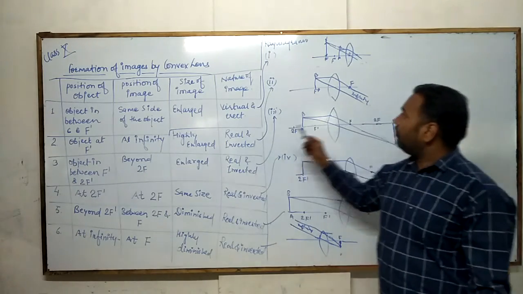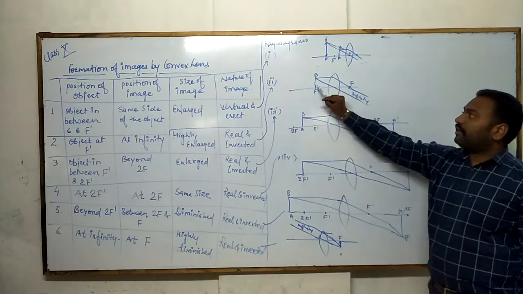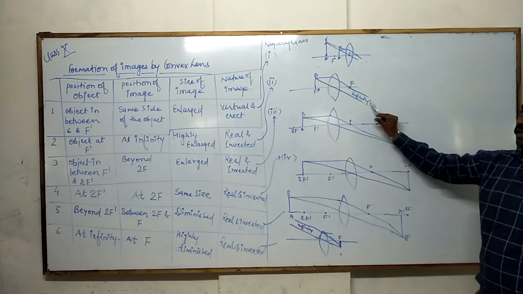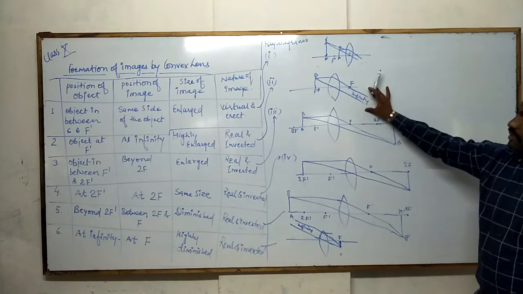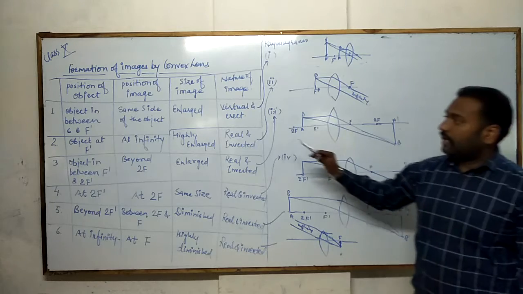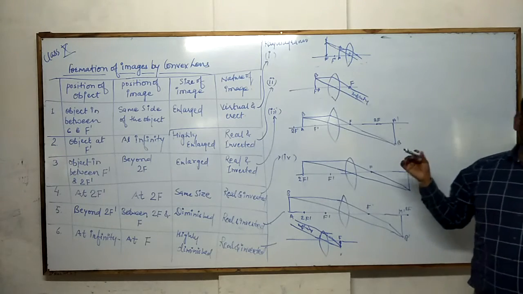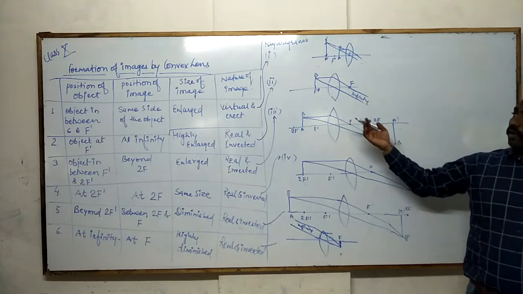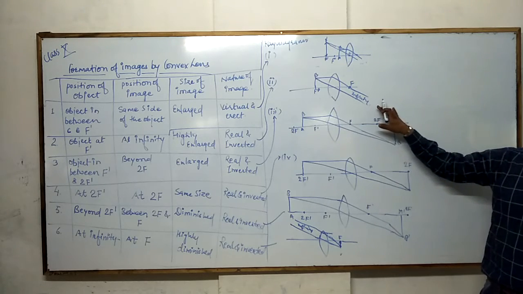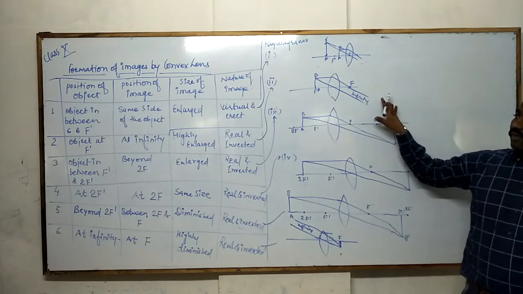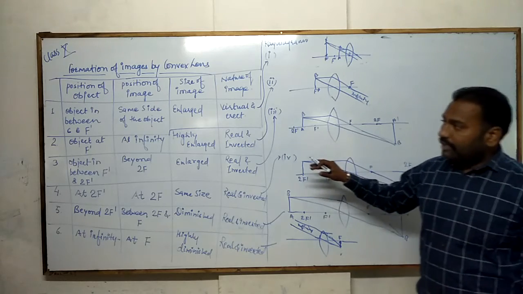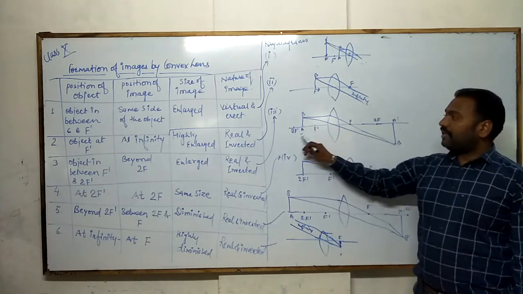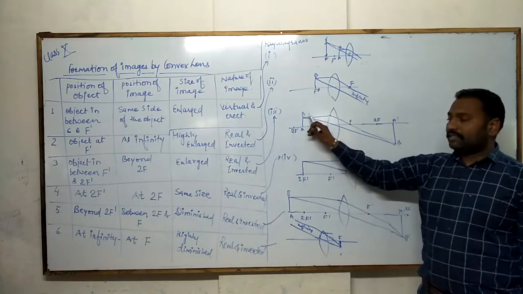Then object at focus. If we keep the object at the focus, then the image is formed at infinity, and you can see easily with the help of this ray diagram. And it is highly enlarged; always when the image is formed at infinity, the size of the image will be highly enlarged. And real and inverted. Object in between F dash and 2F dash: this is the F dash and 2F dash. We are keeping the object here.